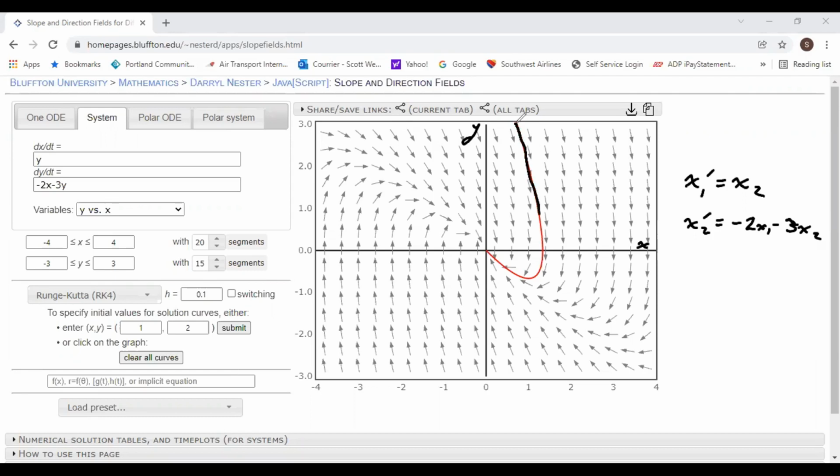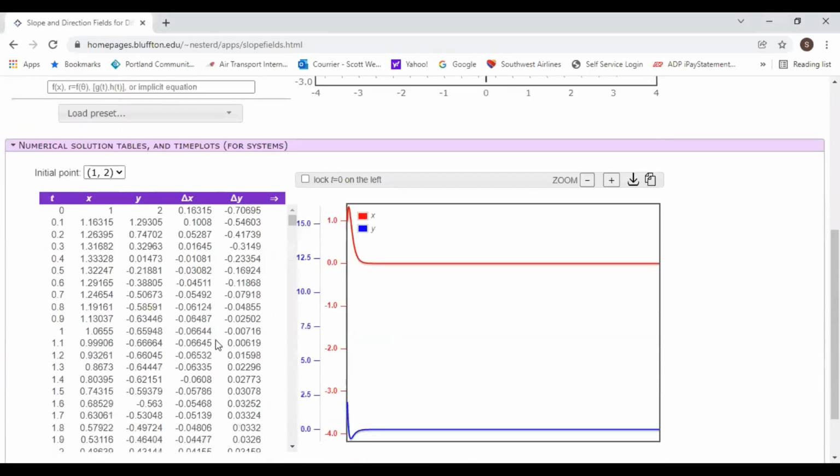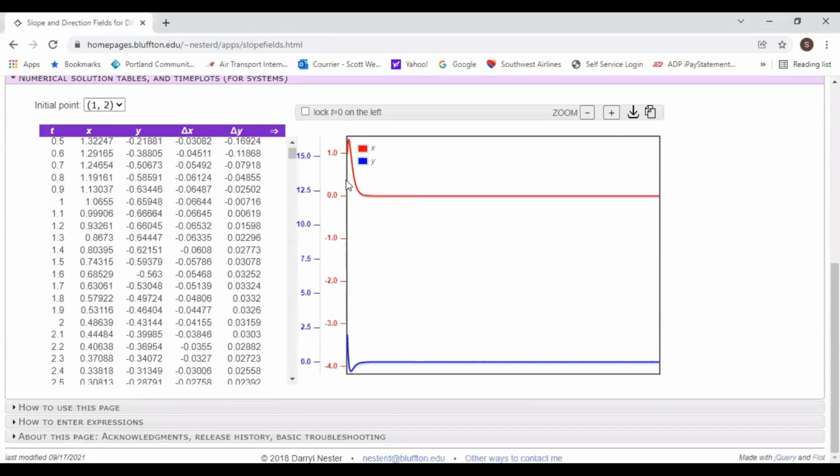Now, y itself does not actually have that great a meaning for us because y was an artificial variable that we created. X is the important one. So if we wanted to actually think about what the solution to our differential equation looks like, we would have to click down here and have a look at, for example, the time plot. So this is a time plot. It is showing x and y separately with respect to time. Zoom in.